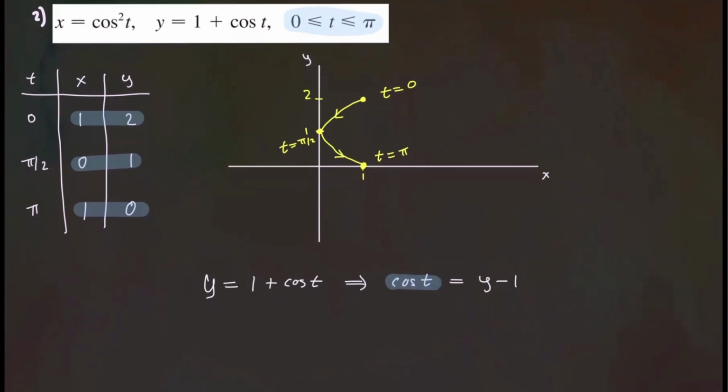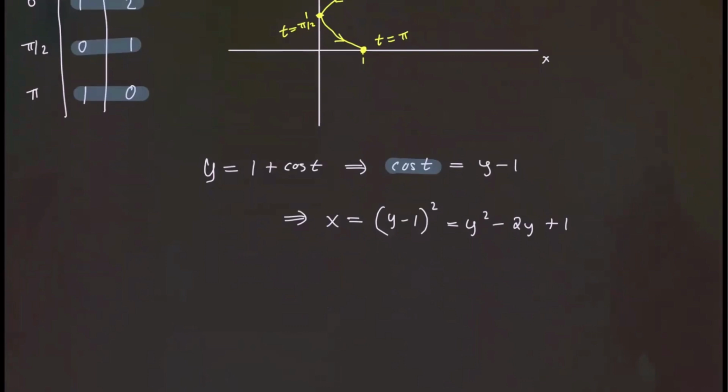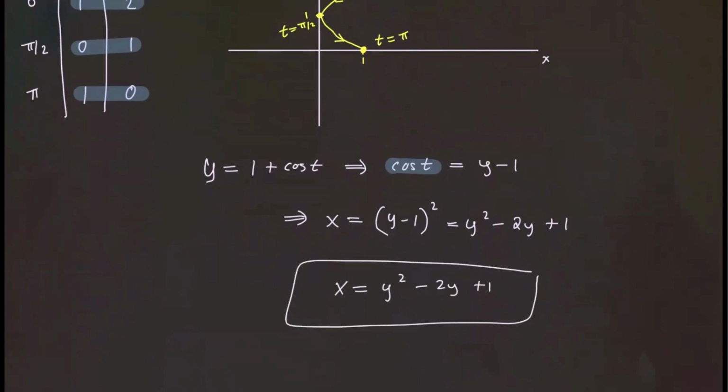That's pretty simple. So that means our x is going to be y minus 1 squared because that's what x is. And you could leave it here, but let's expand and see what this is. So if I expand the right-hand side, this is going to give us y squared minus 2y plus 1. So there you have it. Our Cartesian equation is x equals y squared minus 2y plus 1. That is our Cartesian equation. You have an equation in terms of x and y.